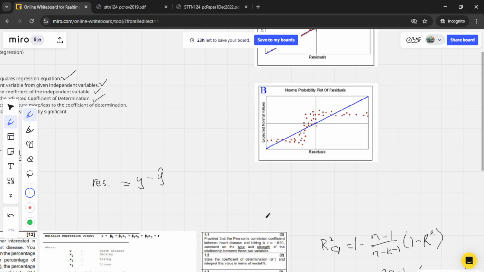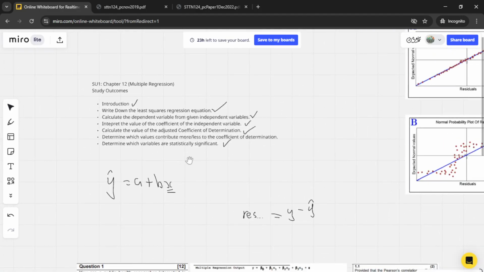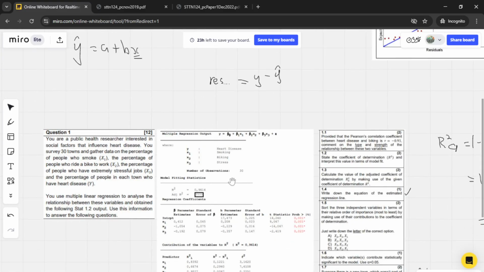And that sums up the study outcomes of multiple regression. Multiple regression is based on STAT 1.2, and they'll ask you these questions. All of these questions will be based on this model over here, STAT 1.2, and each and every question will guide you somewhere. If you just know, okay, if I calculate this, I'm going here; if I calculate this, I'm going there, then you should be fine.